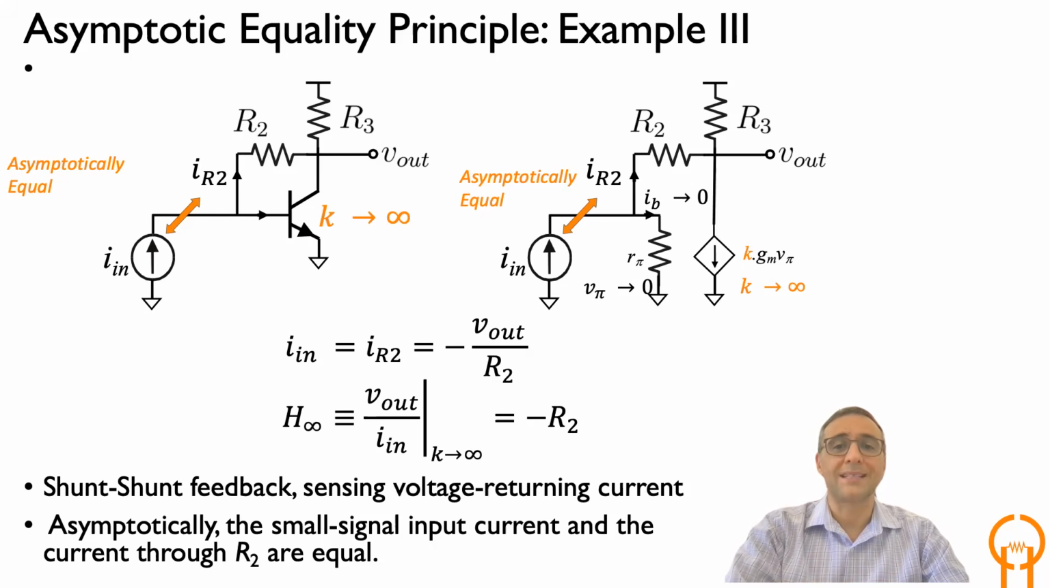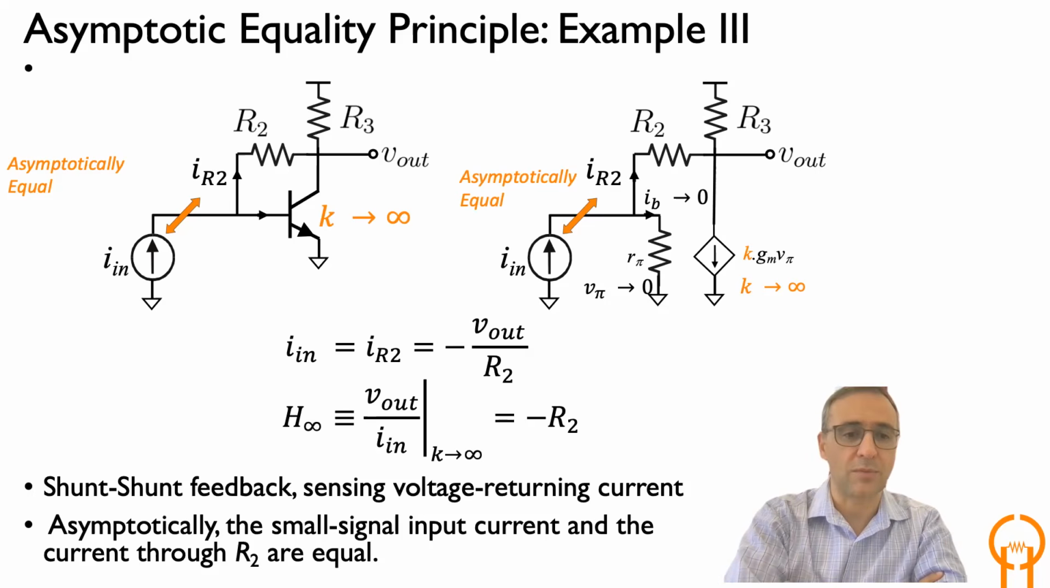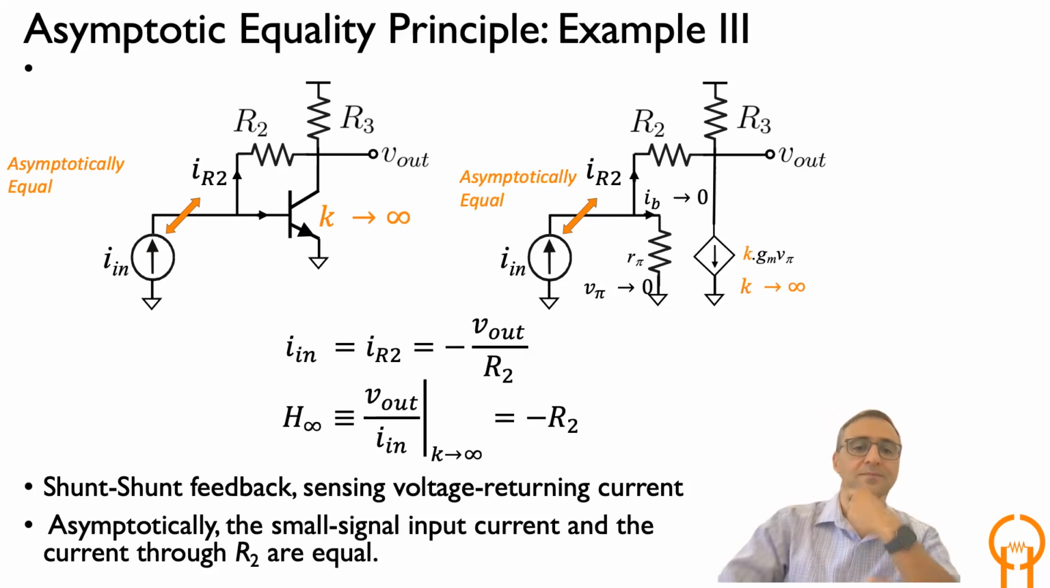And those two currents are going to be asymptotically equal, which means that you can write I in as the current through R2. Since the left side of R2 is at 0 because of the feedback, again, V pi went to 0, that current is simply going to be negative V out over R2. And from that, you can easily calculate the asymptotic transfer function of this circuit to be negative R2. So if you want to use, for example, a transconductance amplifier with a transconductance of, I don't know, 2 kilo ohms, then you make R2 2 kilo ohms. And that would get you something that's very close to what you ideally would like to get.